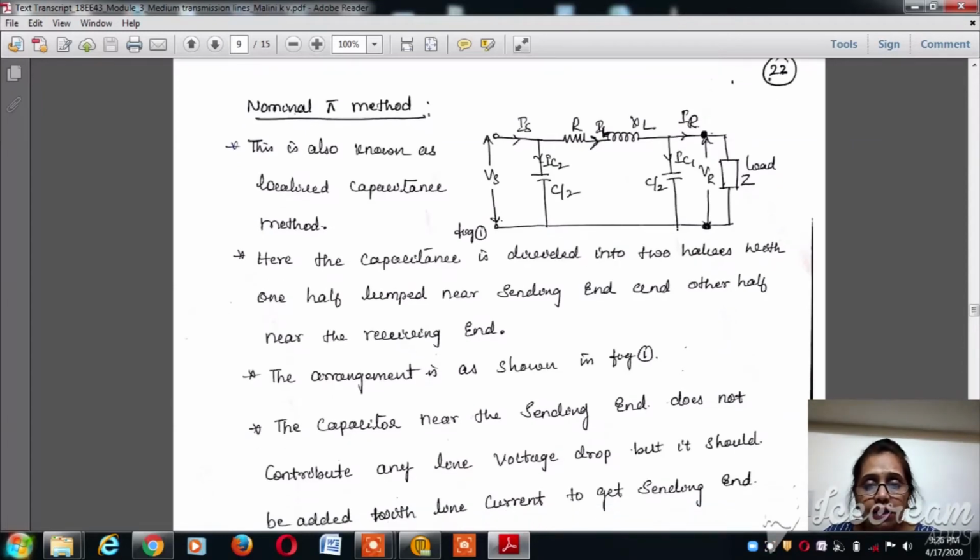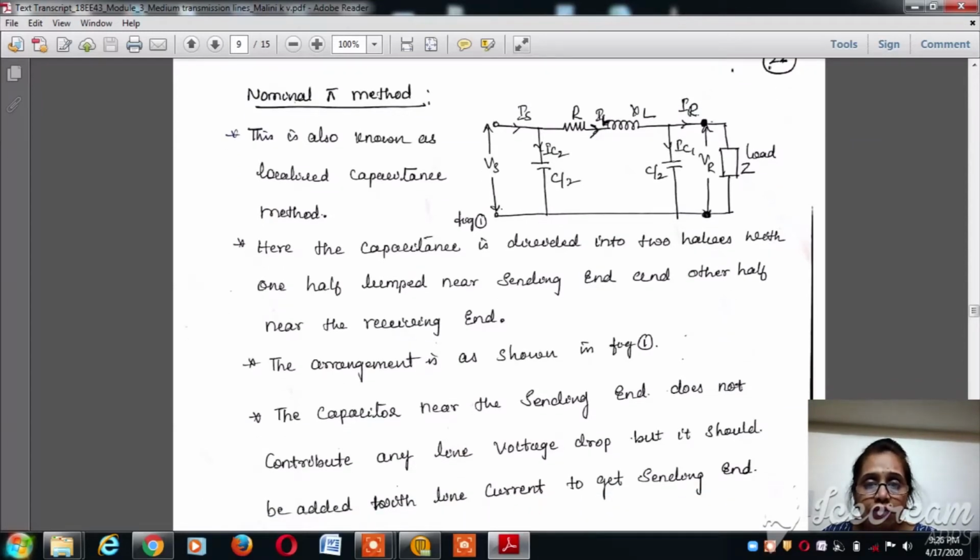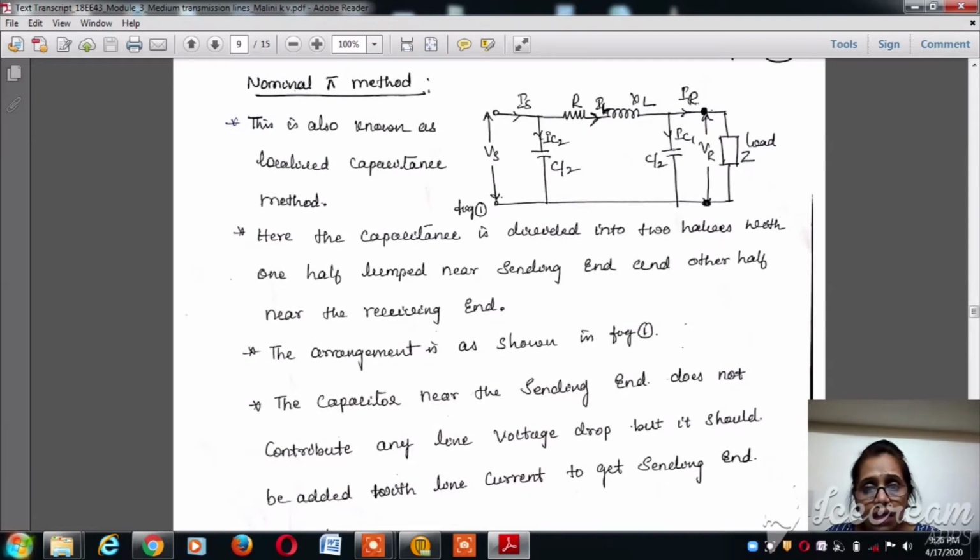So here the capacitance is divided into two halves, that's why we can see that it is C divided by 2 on either side of the transmission line. And so C by 2 is assumed to be existing near the sending end, as well as the C by 2 is assumed to be existing near the receiving end. The complete arrangement is as shown in the figure 1.